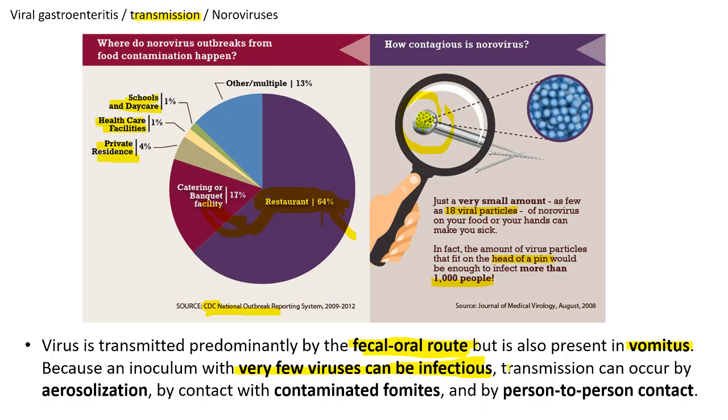To the point that transmission can happen by aerosolization, which means when the virus particles are spread into the air, if someone gets in contact with them and inhales them, then swallows them, he can get gastroenteritis. Contaminated fomites, so for example, if you touch the clothing of someone or the chair where someone has vomited, the disease can be transmitted. And also there is person-to-person contact, like shaking hands with someone who did not properly wash their hands, for example.